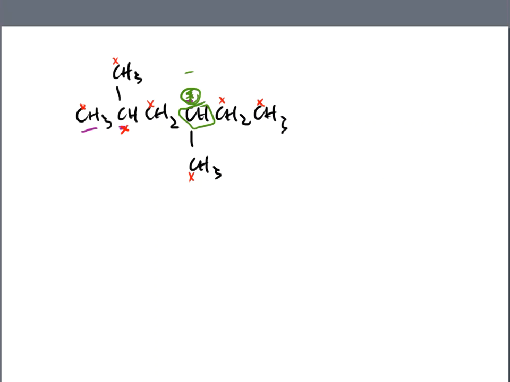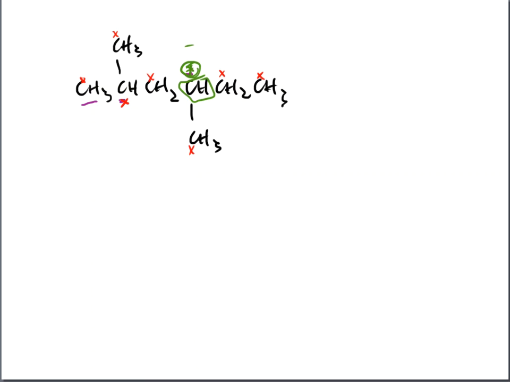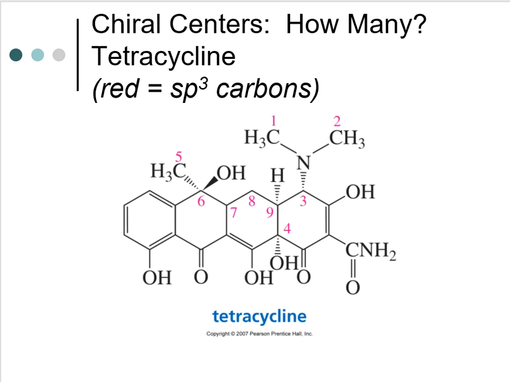So that means that at that position only, we can have a left-handed turn or we can have a right-handed turn. And once more, we have to be able to draw these on a sheet of paper, identify them, and represent them the proper way. Now, let's take a look at a molecule like this. This molecule is tetracycline. Tetracycline is an antibiotic.